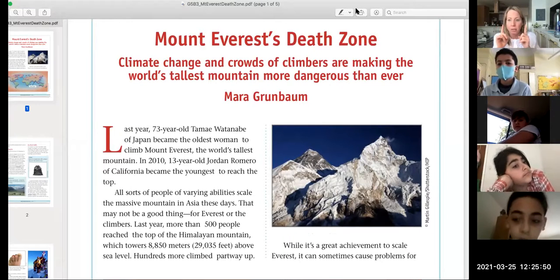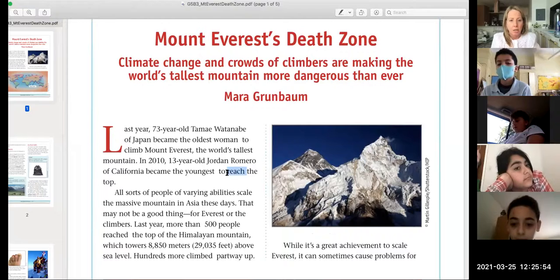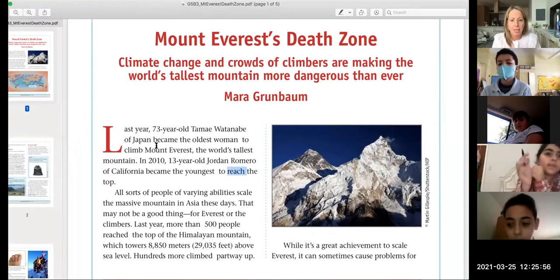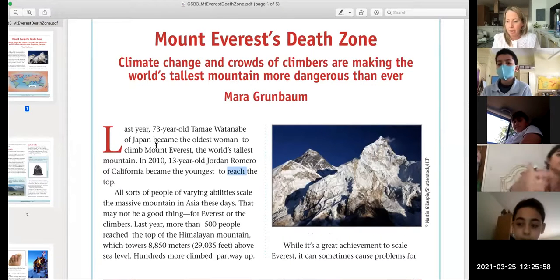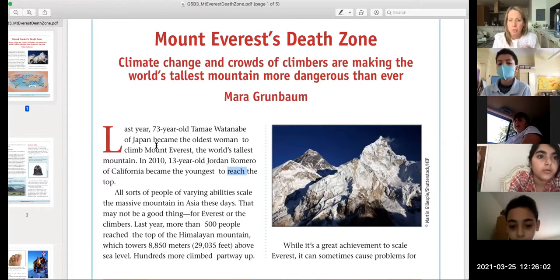I saw one of our words. I saw reach. Okay, let's look at it here. Of California became the youngest to reach the top. Did you put a 2 or a 3? I'm looking at reach. I thought reach was like to reach with your hand, like to reach the top shelf. But I think this might be different.